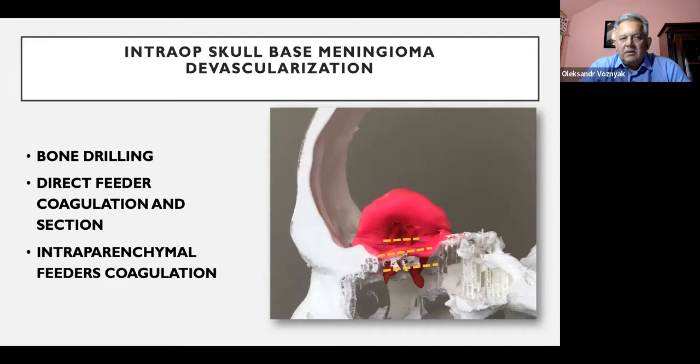And the third way to devascularize the tumor, I use this method in surgery of olfactory groove meningioma. I move through the tumor, then I find the feeding arteries, coagulate and cut them inside of the tumor, and then I remove the rest of the tumor, which was located on the skull base.